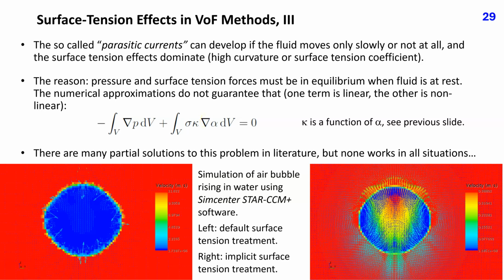Here is an example from the simulation of flow in and around an air bubble rising in water, using Simcenter STAR-CCM+ software. The left plot shows the results when the default surface tension treatment is used. The interface is smeared, and the maximum velocity is higher than 11.5 meters per second. The plot on the right shows the result when the optional implicit surface tension treatment is used. The interface is now resolved by one cell, and the maximum velocity is lower than 0.4 meters per second. We can now see flow inside and outside the bubble.